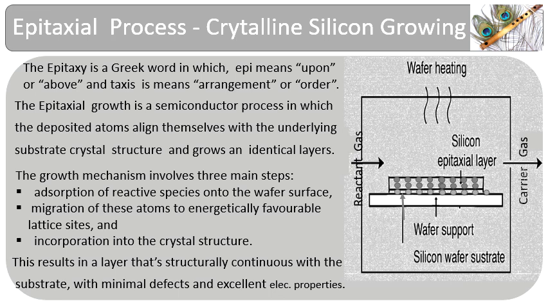The growth mechanism involves three main steps: adsorption of reactive species onto the wafer surface, migration of these atoms to energetically favorable lattice sites, and incorporation into the crystal structure. This results in a layer that's structurally continuous with the substrate, with minimal defects and excellent electrical properties. This epitaxial layer is critical for advanced CMOS, bipolar, and power devices, where junction depth, doping profiles, and defect control are paramount.